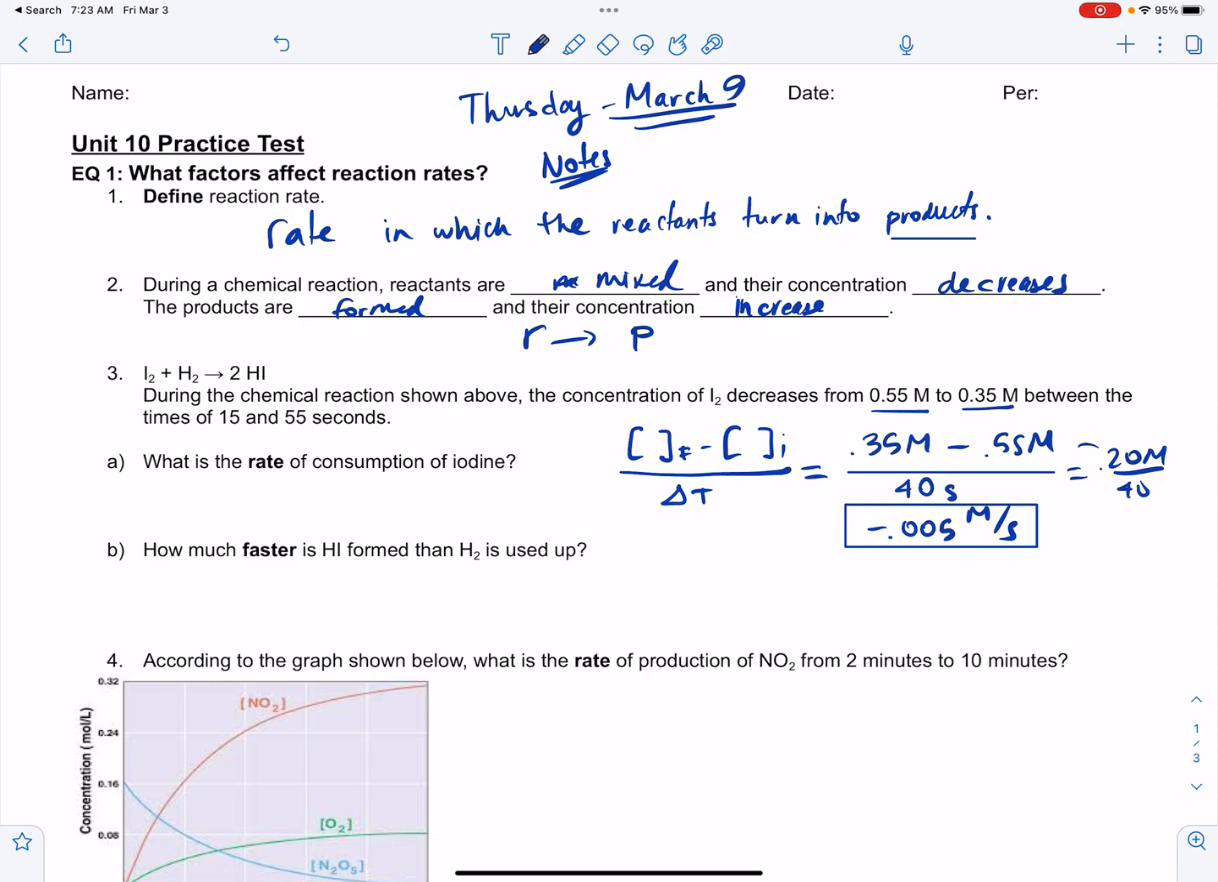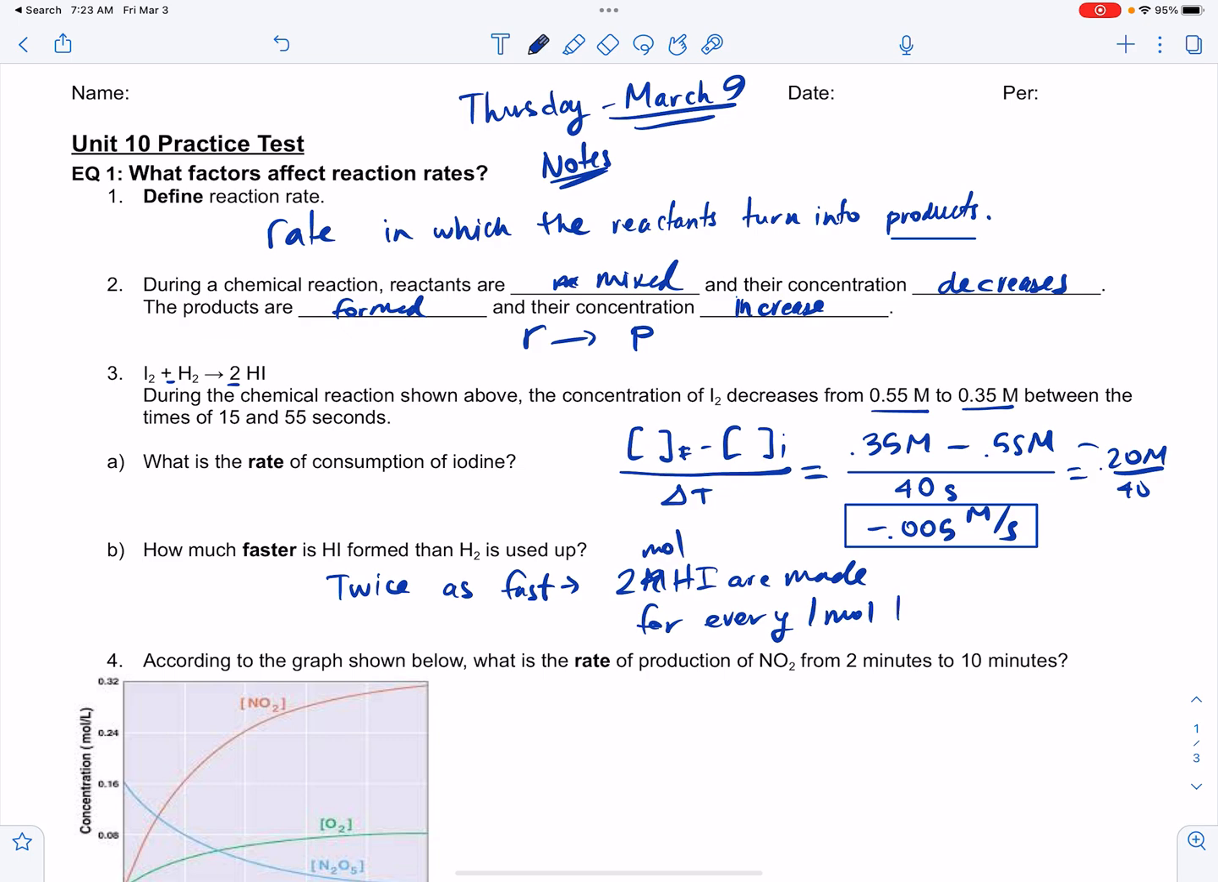How much faster is HI formed than H2 is used up? This is just a simple mole ratio. For every 1 mole of H2 that is used, I create 2 moles of HI. So it is twice as fast. 2 moles of HI are made for every 1 mole of H2. Right here, see?